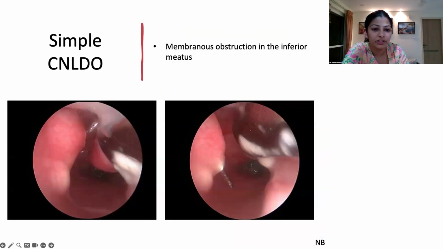A simple obstruction, as I told you, if you see the bottom picture on the left-hand side, the bulge that you're seeing is actually your dilated nasolacrimal duct. Then when you come in with the probe, if you look at the picture on the right, you will perforate through this membrane. You use your periosteal elevator to lift that probe so that you break the nasolacrimal duct in that area and enlarge the opening. So this is an example of a simple congenital nasolacrimal duct obstruction.